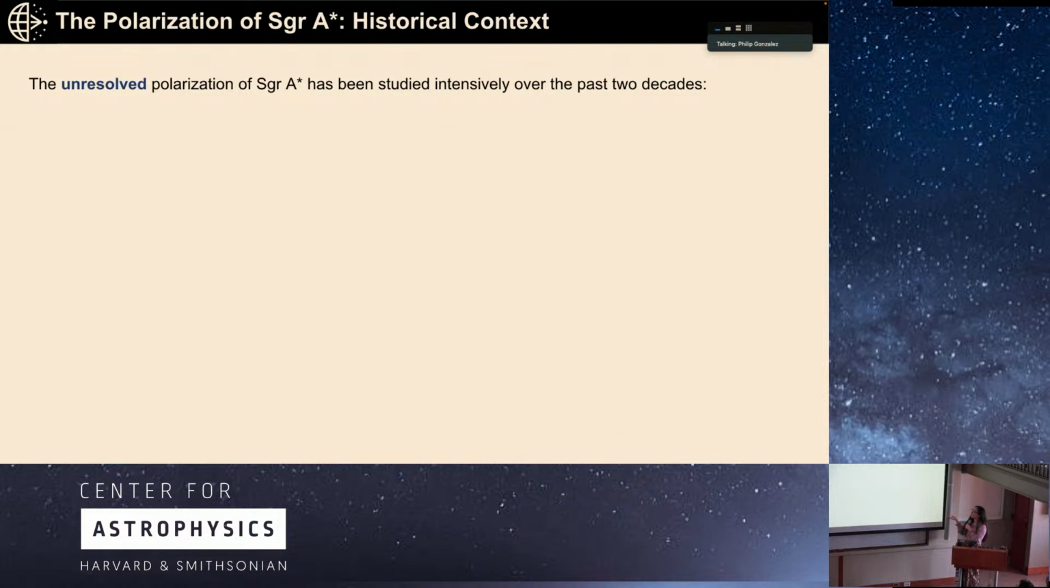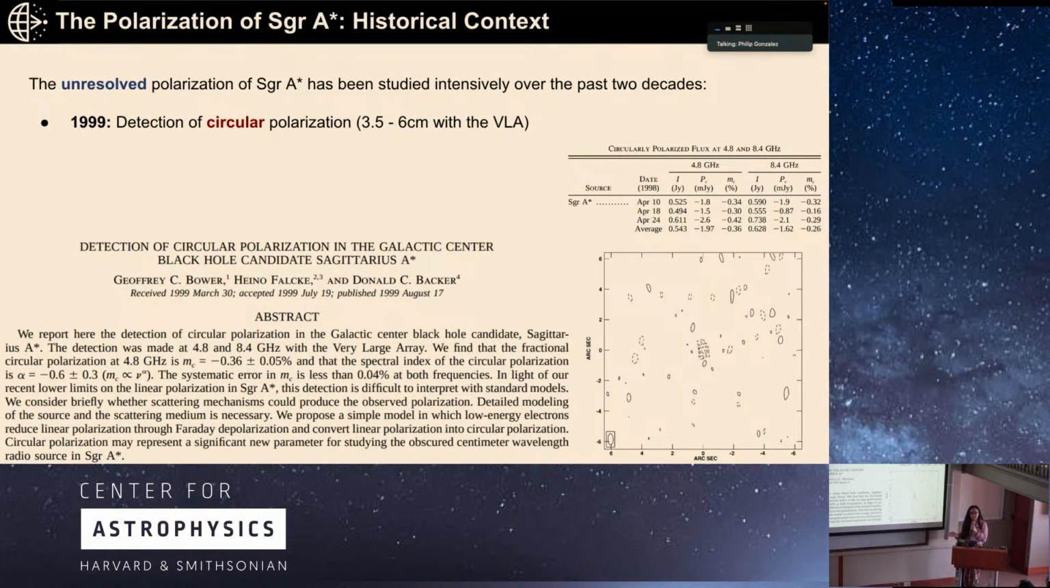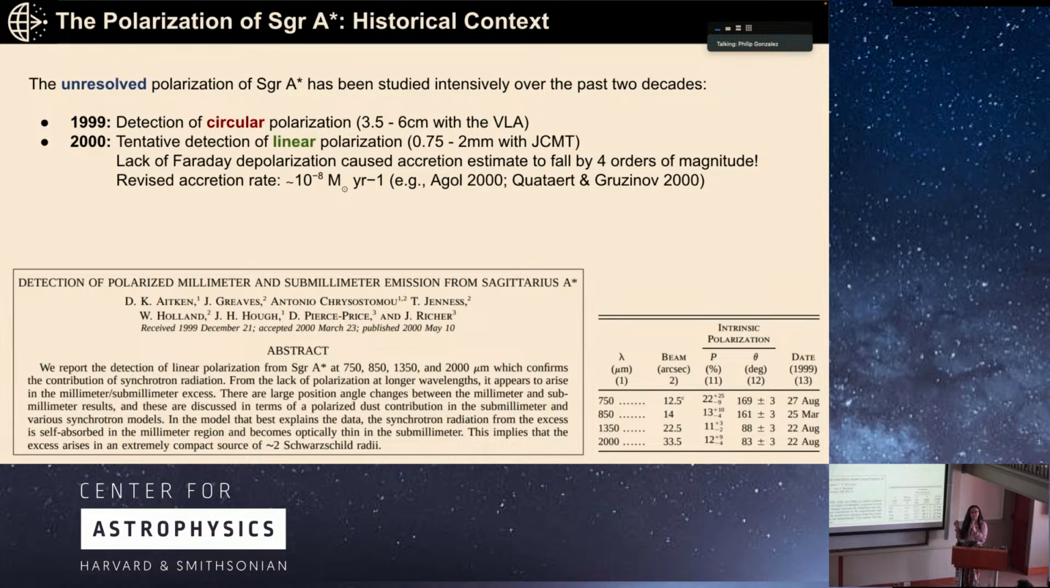So what do we know about Sag A star up until our results? The unresolved polarization of Sag A star has actually been studied intensively over the past 2 decades. In 1999 was the first detection of circular polarization at lower radio frequencies. And in 2000, there was a tentative first detection of linear polarization, in which this lack of Faraday depolarization turned out to make the accretion estimate for Sag A star fall by 4 orders of magnitude.